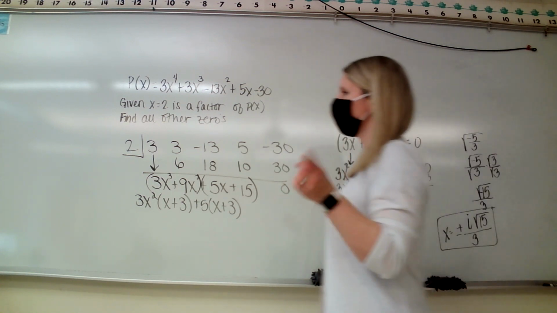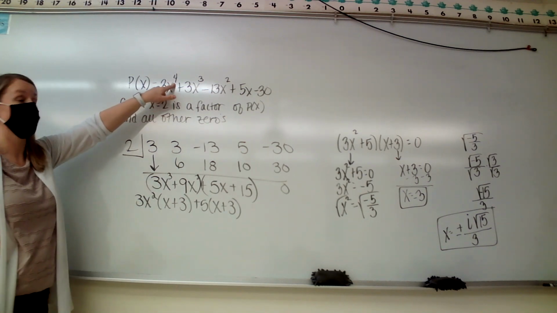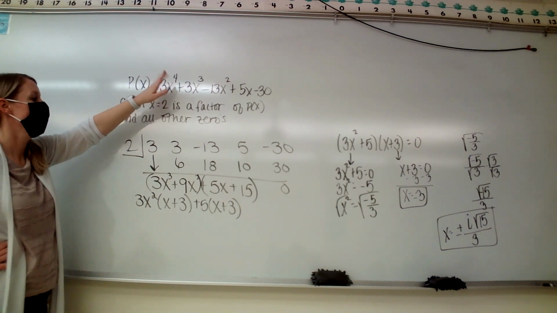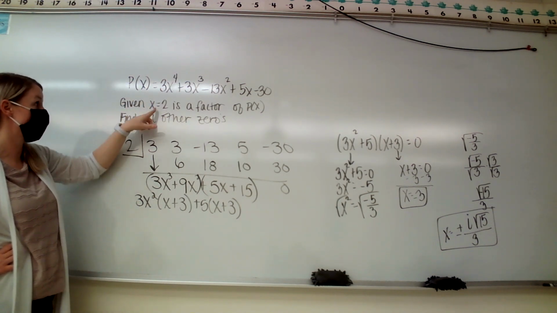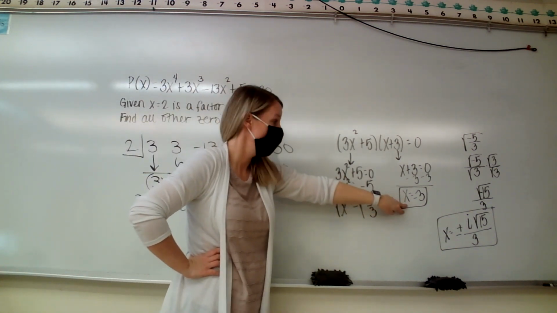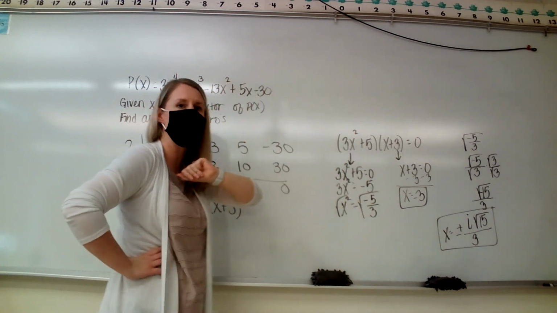So just as a reminder for tomorrow, if I asked you, how many roots does this have? You would say 4. There's going to be 4 roots because it's to the 4th power. That's the degree. Do we have 4 roots? Yeah, we do, because one of them is 2. One of them is 3. And then plus or minus i root 15 over 3 of the other 2. So we do have 4 roots.